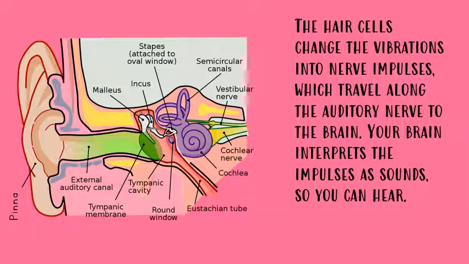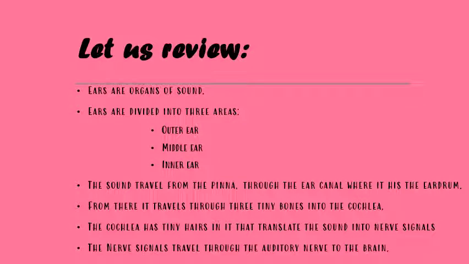So basically, it starts off outside, goes into your ear through the canal, hits the drum, then the drum vibrates the sound through the tiny little bones, and then they go into your cochlea, where the hair inside your cochlea catches it up and translates it into nerve signals, where it travels to your brain. Well done. So let us review.